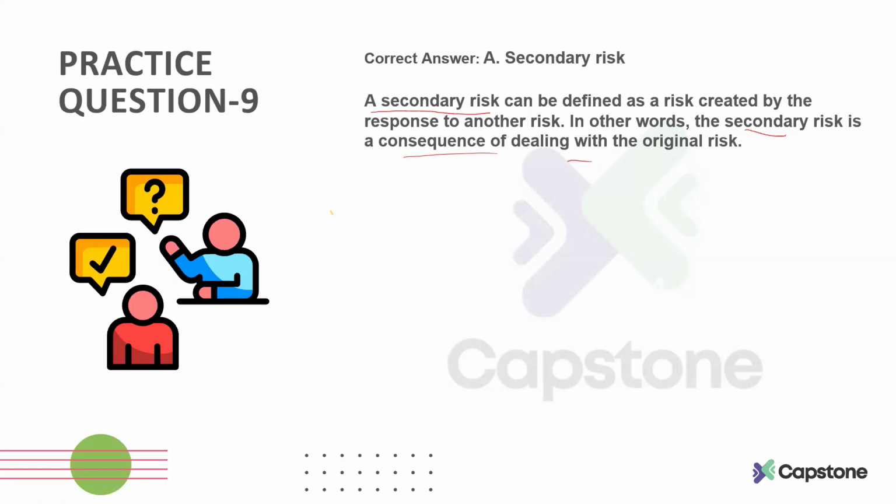Ahmed is commenting that if you mitigate the risk, that means you don't fully solve the risk, so something may remain. So this is what we call residual risk.